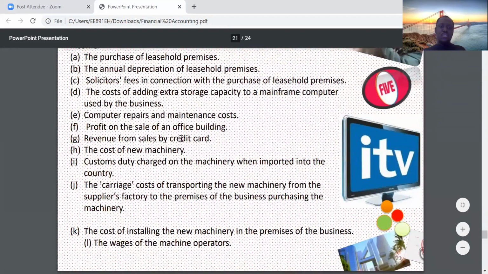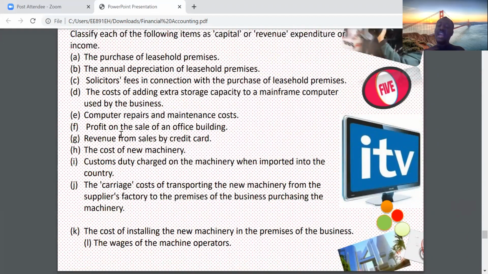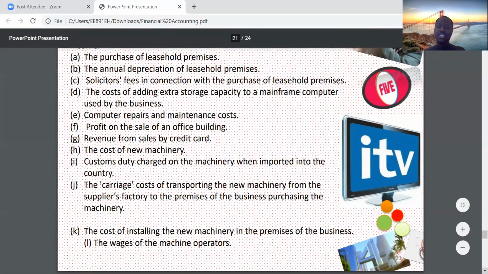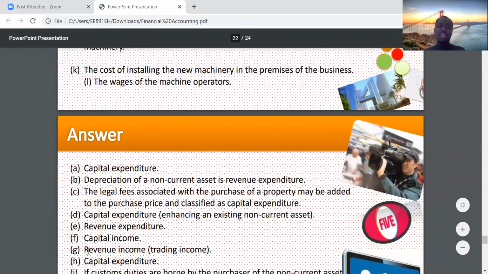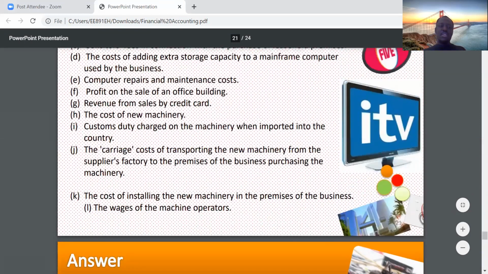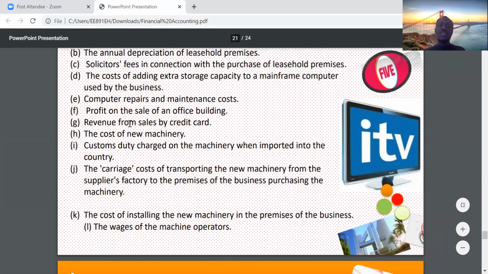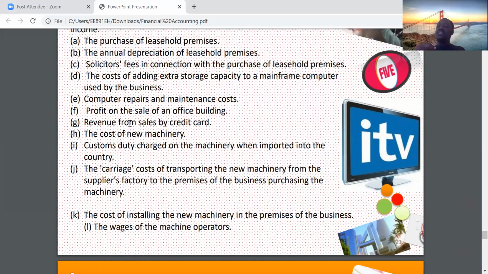Then let's move on to F, profits on the sale of an office building. When you gain income from a non-current asset, is that capital income? So this would be capital income. Let's go check and see whether what we are saying is actually true. Capital income, F. You see? Let's move on to G, revenue from sales by credit card.